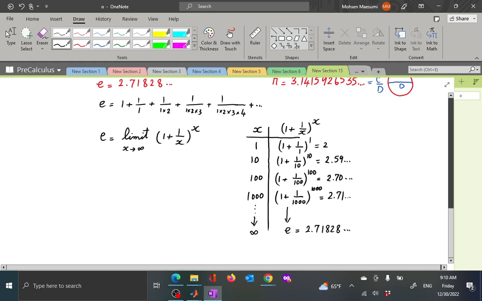Sometimes called the Eulerian number, sometimes the base of natural logarithm, and so on, a variety of names. If you're wondering why would anybody come across a description like this, we are going to actually see this thing shortly in the context of interest rate calculations.